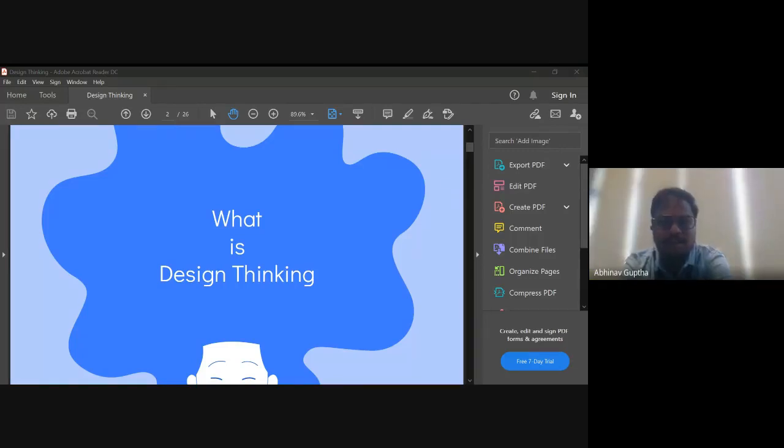The whole presentation is structured to tell you what design thinking is and how to frame your mind. I don't see any responses, because these sessions usually work with a lot of interaction. Okay, the process of building a minimum viable product.